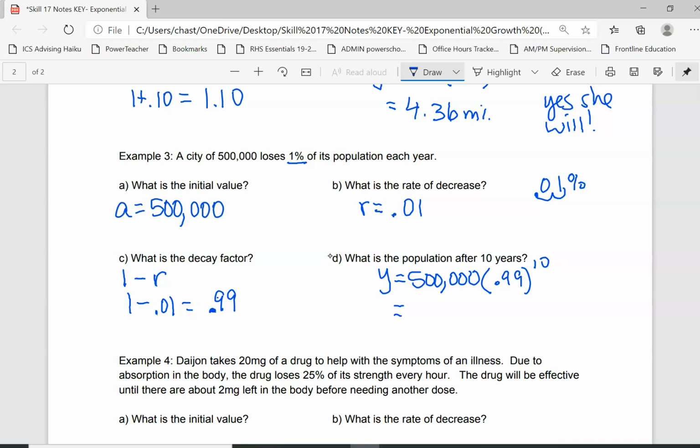In my calculator, I'm going to do 0.99 to the 10th, and then whatever that gives me, I'm going to multiply that by 500,000. And we're going to get 452,191 people. That would be the population after 10 years.